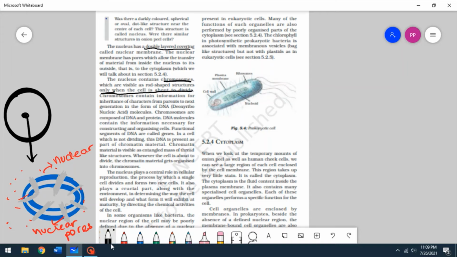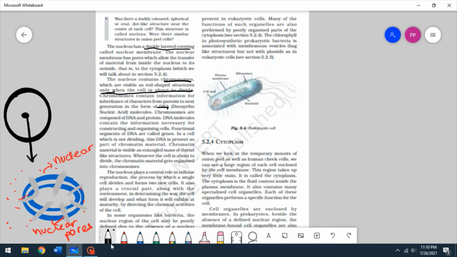They contain information for the inheritance of characters from parents to the next generation in the form of DNA, and DNA is deoxyribonucleic acid. So whenever someone says, oh, you look just like your dad, or you look just like your mom, or your grandmother or grandfather, that is because of the information in the chromosomes that we look like our parents or our grandparents, or sometimes our aunts and uncles, because of the similar information that's present in the chromosomes, and the chromosomes are seen only when the cell is about to divide. So what happens to the chromosomes when the cell is not dividing?